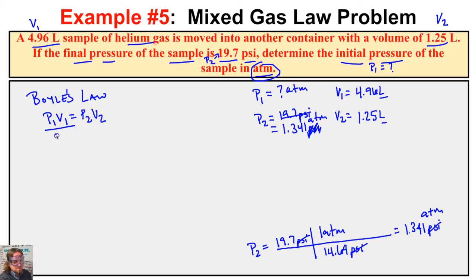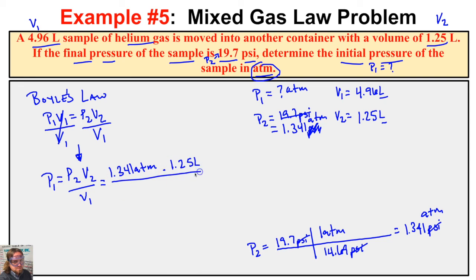So how do we get P1 all by itself on one side of the equal sign? Well, we divide both sides by V1. V1 cancels here, and so the formula that we're going to use to solve this problem is P1 equaling P2 times V2 all over V1. What is P2 in this problem? P2 is going to be 1.341 atmospheres. What is V2 going to be? V2 is going to be 1.25 liters. What is V1 going to be? It's going to be 4.96 liters.